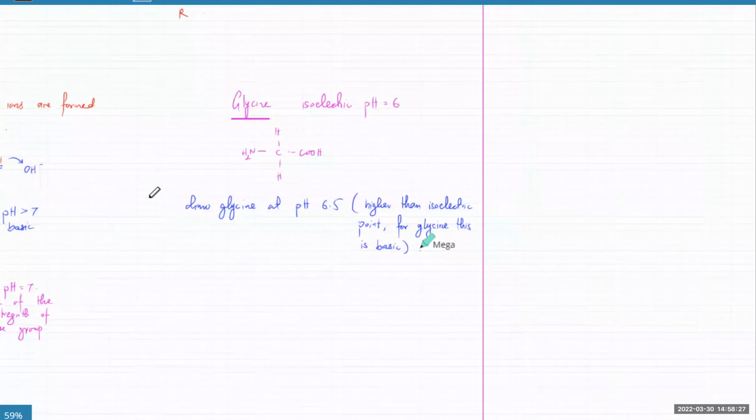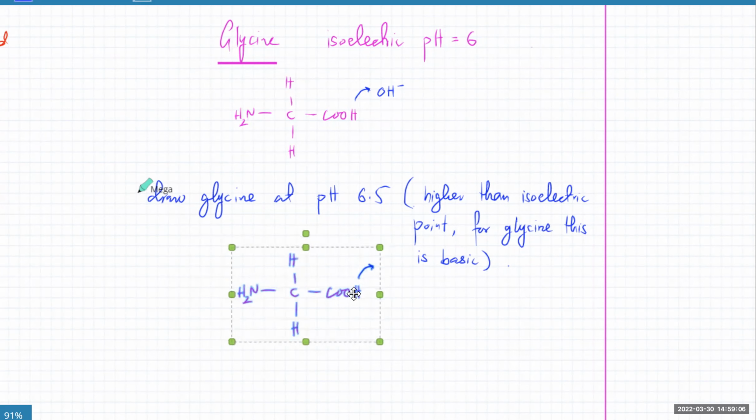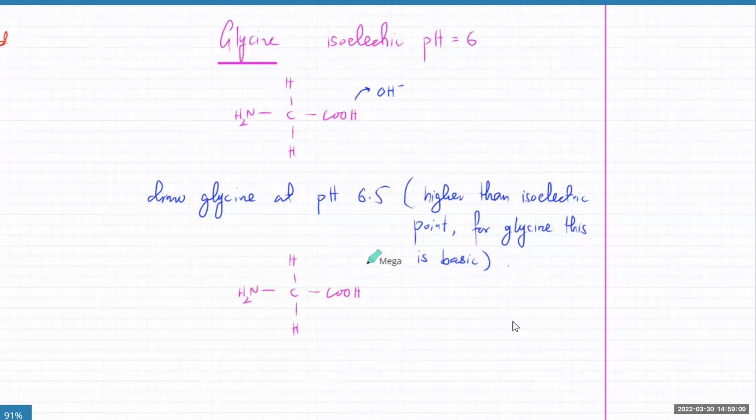Yes, sir. So if glycine's isoelectric point is pH 6, that means it's going to behave as a zwitterion at pH 6. If the pH becomes greater than 6, then from the point of view of glycine, that is basic. In a basic medium, what will happen? Basic means the OH ions are too many, so the H+ would be lost, and glycine would look like this. Glycine would end up losing an H+ and it would form a negative ion.